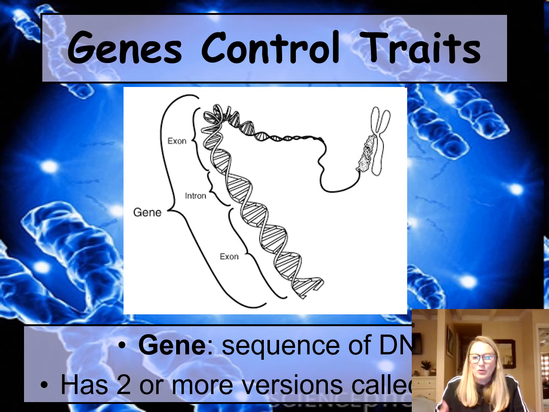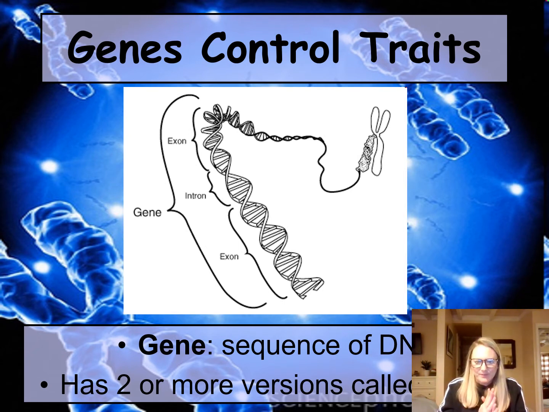Genes will control those traits. So sequences of DNA, and remember there are 4 bases for DNA, A, T, C, G. Remember we talked about apple tree and car garage. So adenine always goes with thymine and cytosine goes with guanine. So those sequences of A's and T's and C's and G's, they will code for a trait. And usually organisms will have 2 or more versions of that trait. And we call those versions alleles.